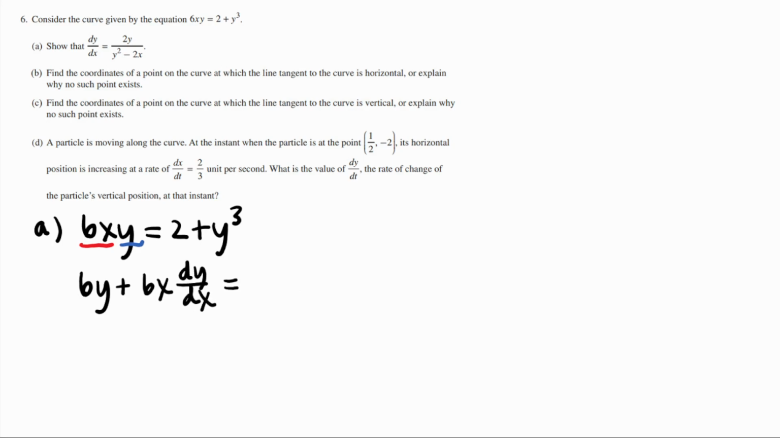And that'll equal the derivative of 2 with respect to x, that's going to be 0. And then the derivative of y cubed, that'll be 3y squared dy/dx.